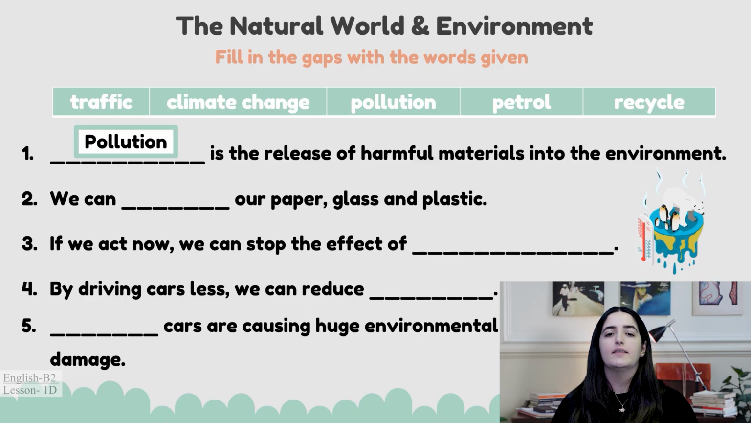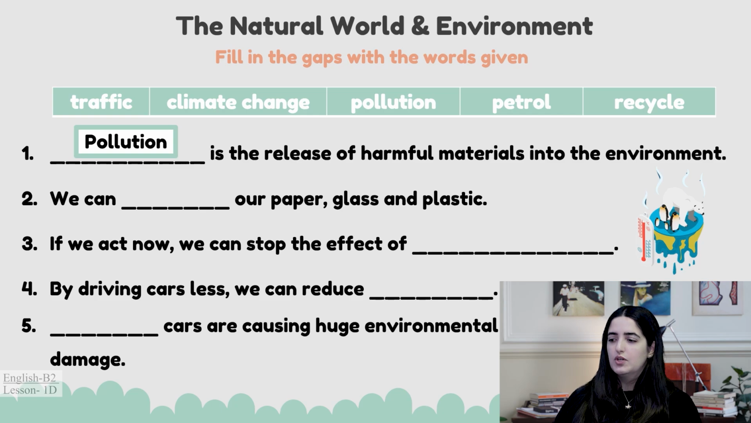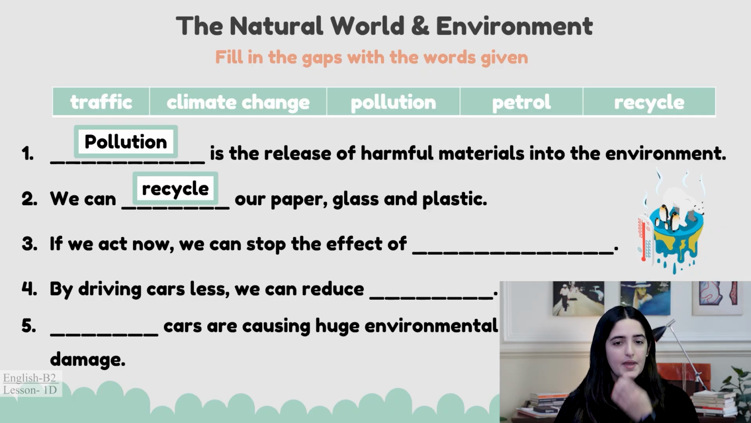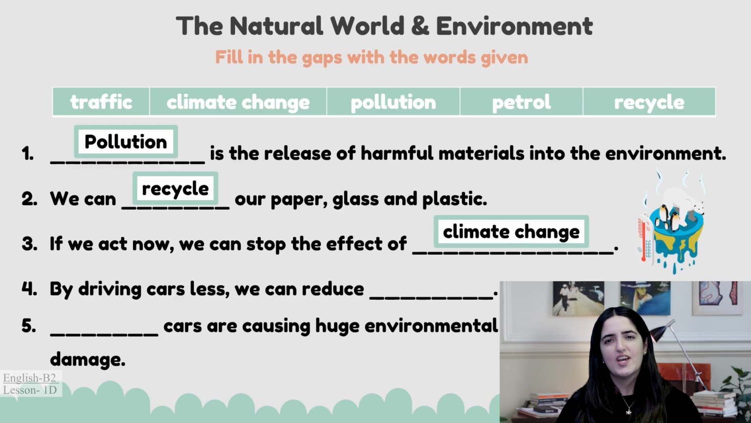Number two, our paper, glass and plastic. We can recycle our paper, glass and plastic. Recycle means to use it again in a different form, okay? Maybe we will reuse a plastic bottle, but if we recycled it, we would send it off, it would be made back into plastic or glass or whatever it was, and then used again for another product. That is recycling.